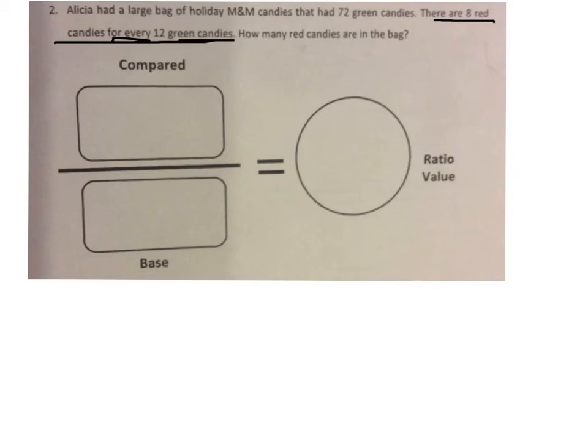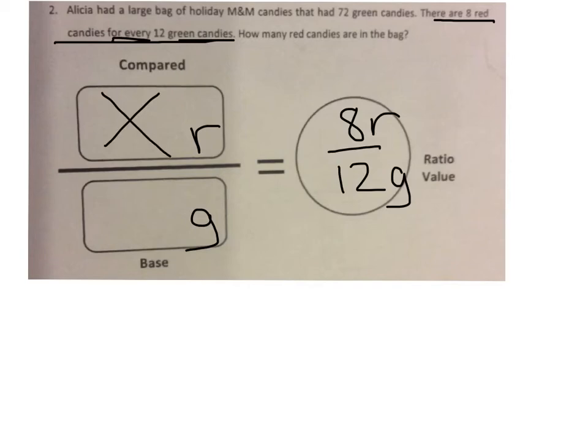I underlined it, and now I can go ahead and put the information in my chart. Right in the ratio statement, it says there are 8 red for every 12 green. So that's going to go right over here in the circle, and I'm going to label it. There are 8 red for 12 green. So I got it labeled, which means over here there's going to be red and there's going to be green for labels. Before I go on, I'm going to say, what do I need to know? I need to know red. That's where my big X goes. That's where my answer is going to be.